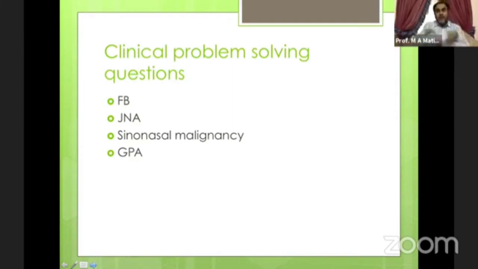Next question: a 13, 14 or 15-year-old teenage boy, this is not a girl, a boy, presents with recurrent epistaxis, nasal obstruction, mouth breathing sometimes, cheek swelling, or sometimes proptosis. What is your diagnosis? There are many clues. One, this is a boy, not a girl. Number 2 clue, it is a teenage boy with recurrent epistaxis and nasal obstruction. So the only answer is juvenile nasopharyngeal angiofibroma.